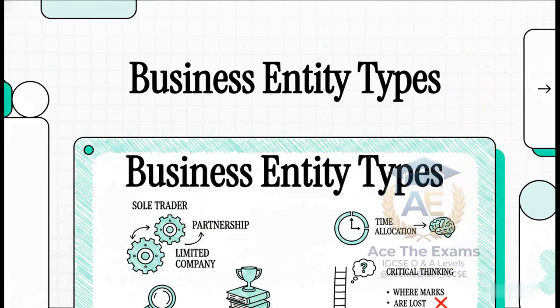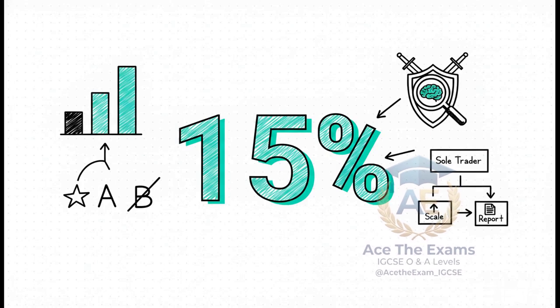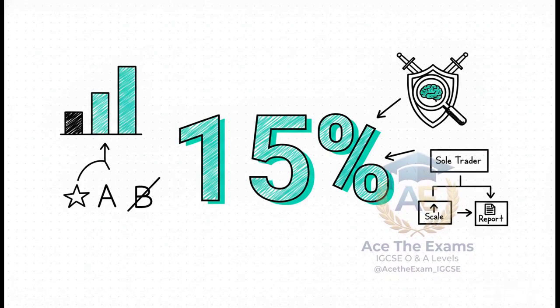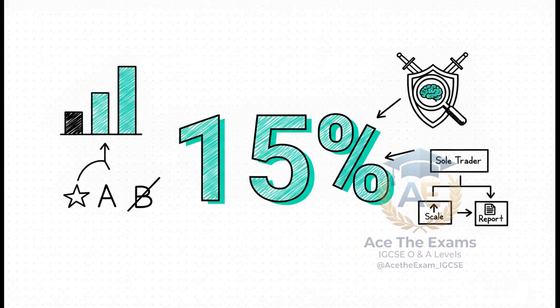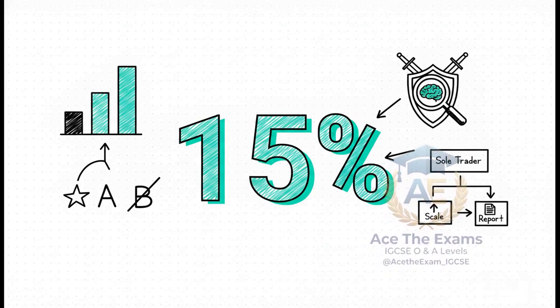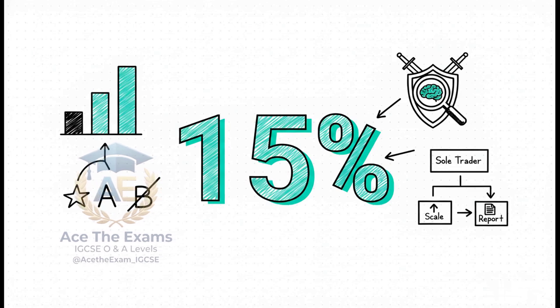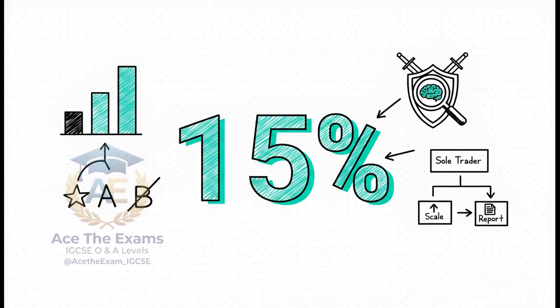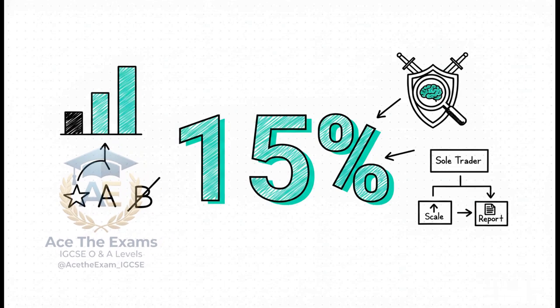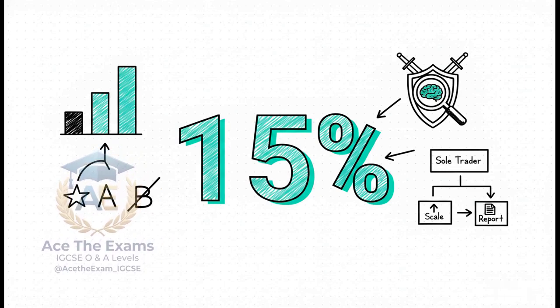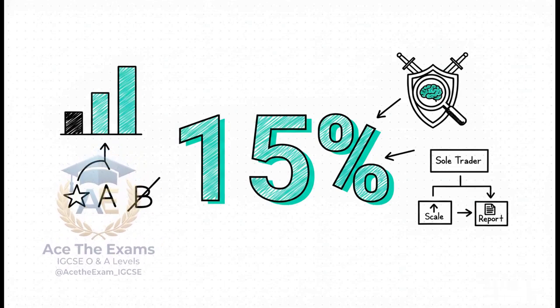Let's dive right in. 15%. I really want that number to sink in for a second. Based on our extensive, rigorous curriculum analysis, this single topic accounts for a massive 15% of the total available marks in Paper 2. Think about what that actually means for your final grade boundary when results day rolls around. 15% is literally the entire gap between an A star and a B.